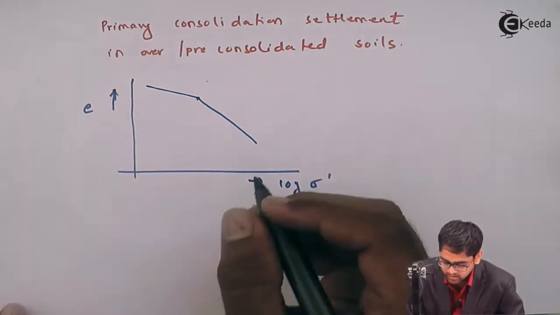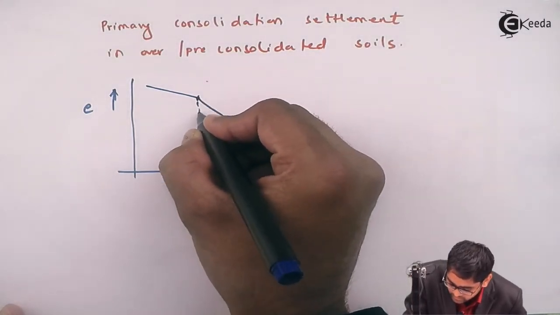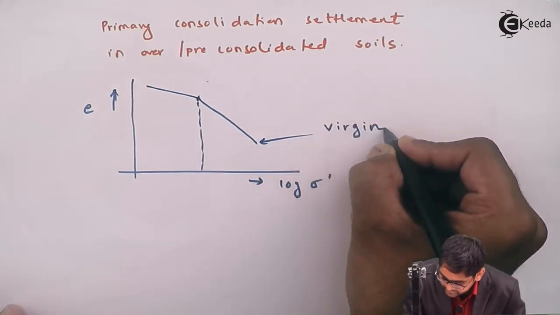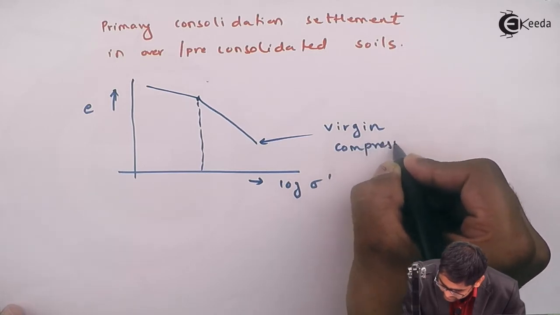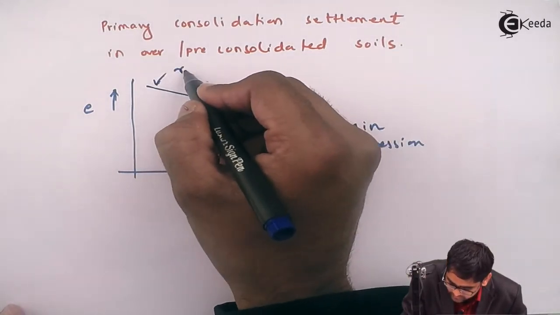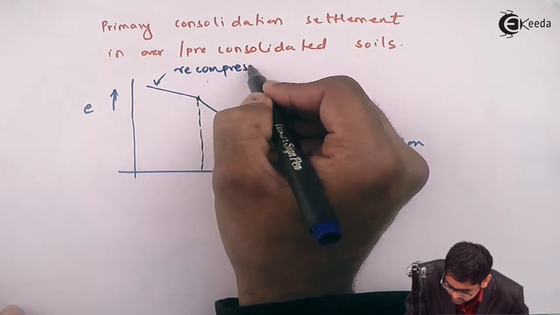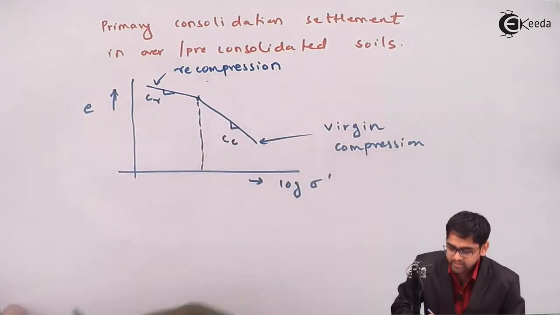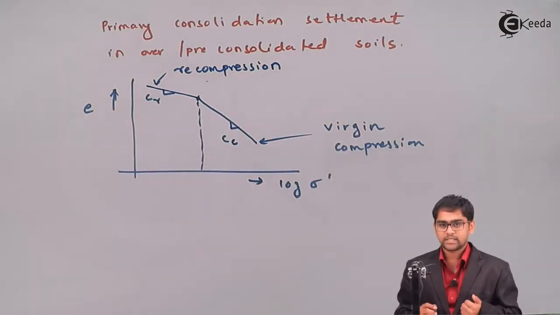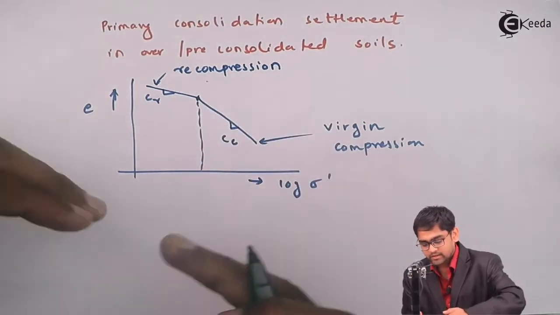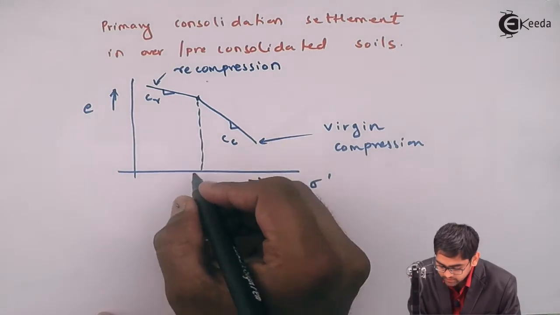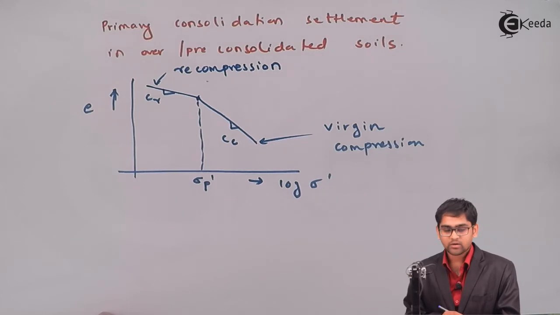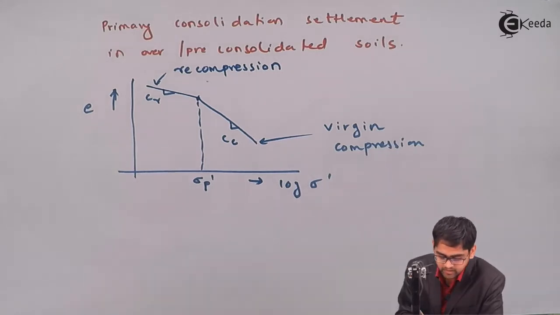So therefore this particular part, which we call the virgin compression part, this is virgin compression, and this is the recompression part of the curve. The slope of the recompression part we call Cr, and the slope of the virgin compression part we call Cc, that is the compression index. And the point from where the two distinct zones are separated, the pressure corresponding to this point we call the pre-consolidation pressure, sigma p dash, or you can call it sigma c dash anyway.